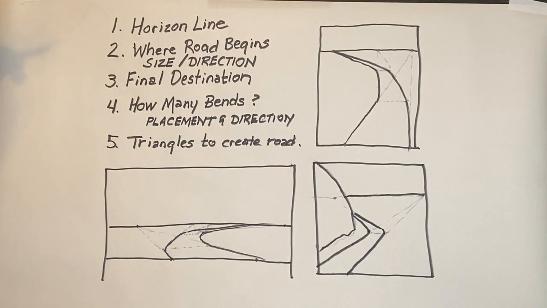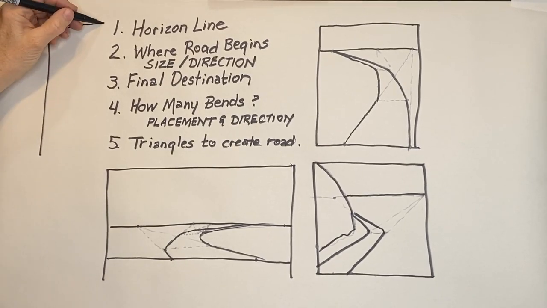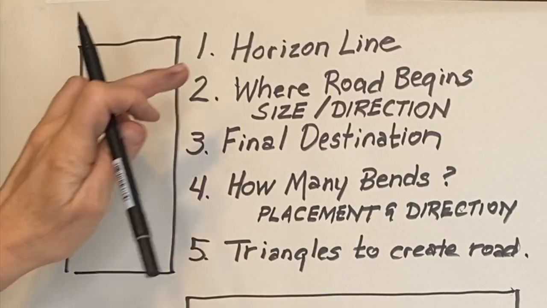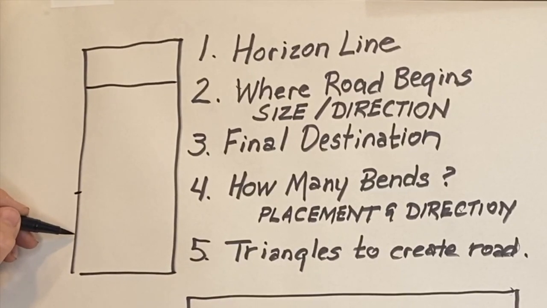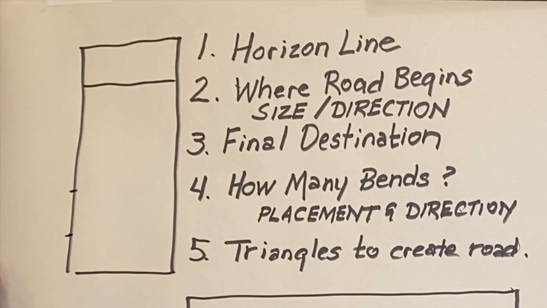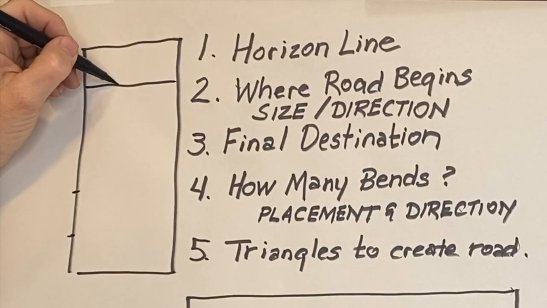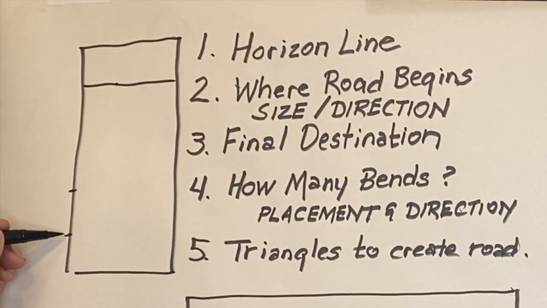So again, you just determine, let's do a real skinny tall one. Let's make it way up here. Horizon line. Where's our road going to begin? Let's make our road begin like right here, okay? Where's the road going to end? Final destination. Then I'll come back to this one. Let's have it end right here. That's our final destination. So now I've got the size of the road.